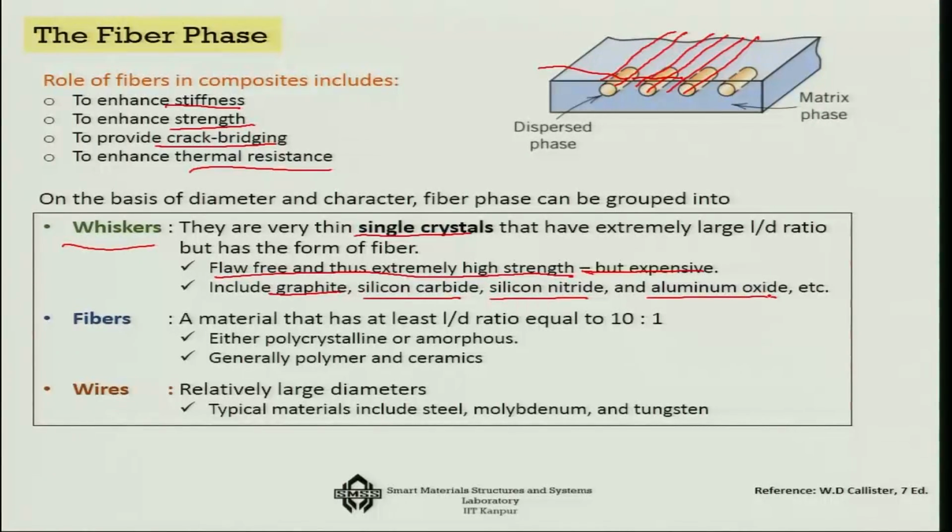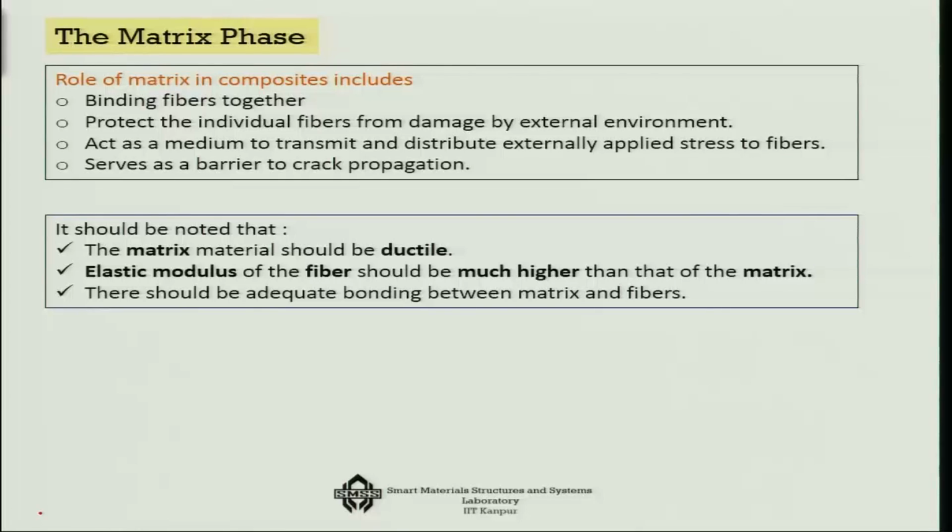And then you get fibers which have an L by D ratio of about 10:1, and they are either polycrystalline or amorphous. Generally they are polymer and sometimes they are ceramics. Then there are relatively larger diameter ones, which are wires, typically steel, molybdenum and tungsten. Tungsten particularly is used with boron as a coating layer, and that was used in the space shuttles.